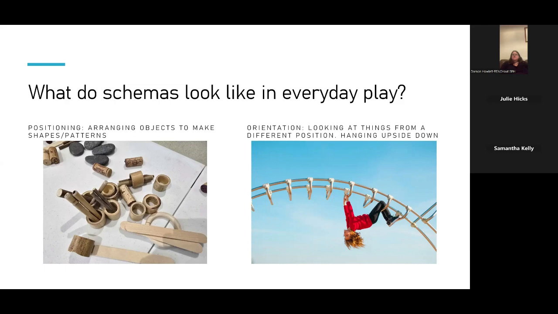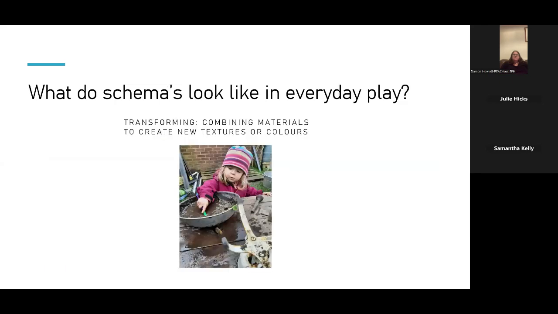And then we've got orientation. That's things like, you're looking at things upside down, you're hanging off things, you're just looking at the world in a different way. And I think I might have taken the assembling one off because it was just making piles of things. And I've included transforming, which is combining materials to create new textures or colours. Again, something we see all the time, don't we?